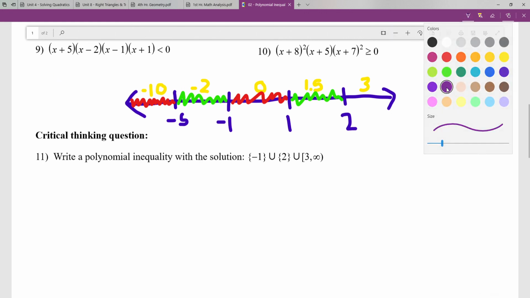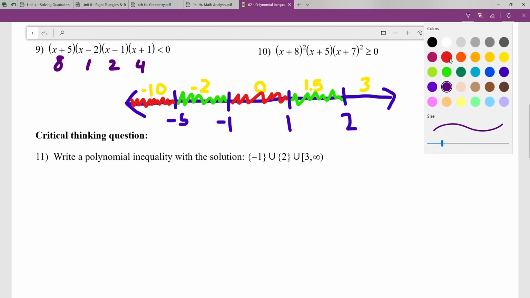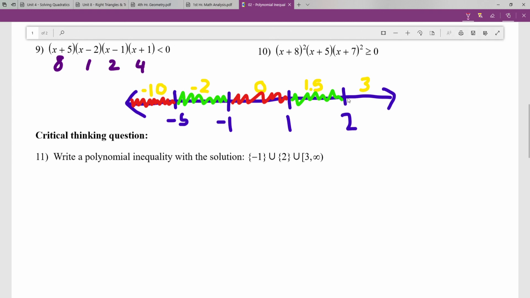All right. So when we have 3, 3 plus 5 is going to make 8. 3 minus 2 makes a 1. 3 minus 1 makes a 2. And 3 plus 1 makes a 4. All of these are positive, so ultimately our overall answer is going to be positive, which is not greater than 0, making this bad.